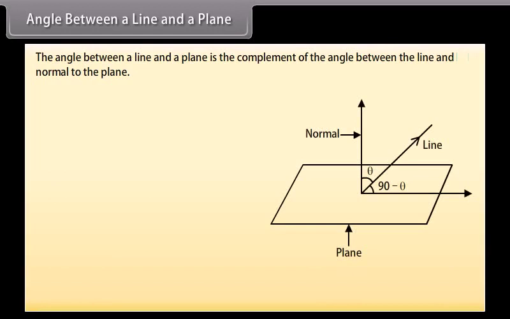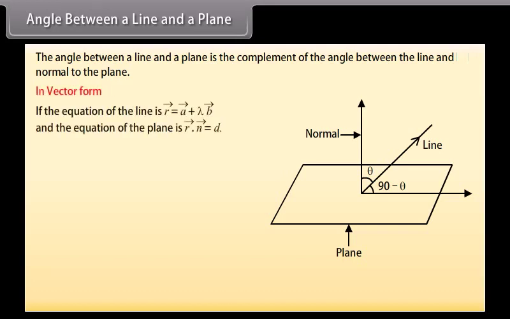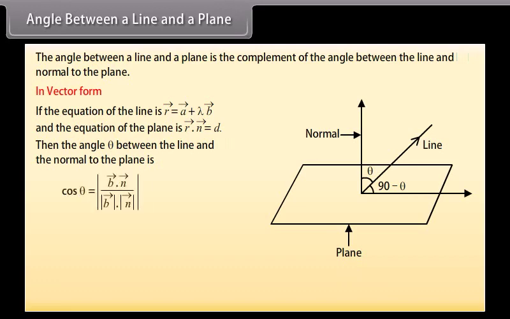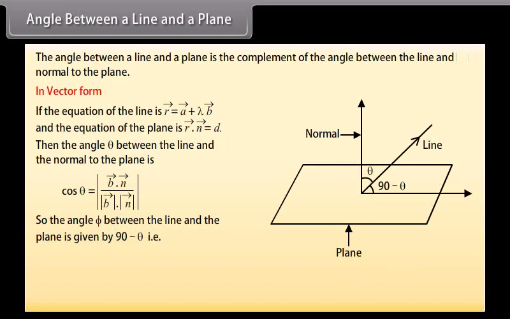Angle between a line and a plane. The angle between a line and a plane is the complement of the angle between the line and the normal to the plane. In vector form, if the equation of the line is r = a + lambda b, and the equation of the plane is r·n = d, then the angle theta between the line and the normal to the plane is given by cos theta. So the angle phi between the line and the plane is given by 90 minus theta, that is, sin(90 - theta) equals cos theta.